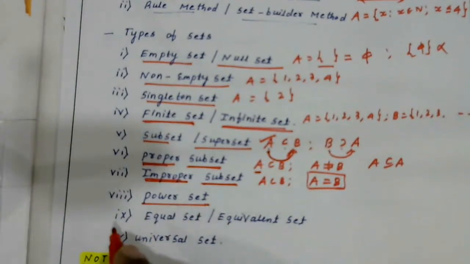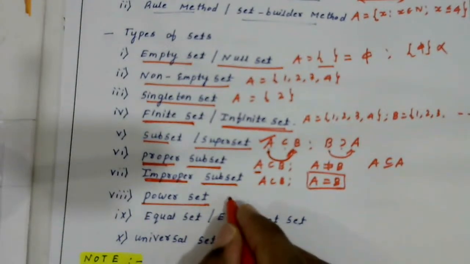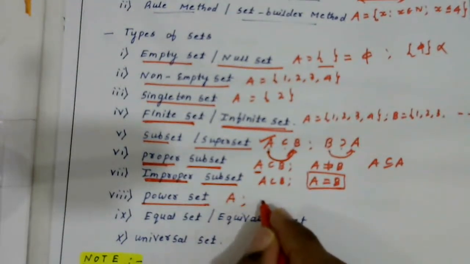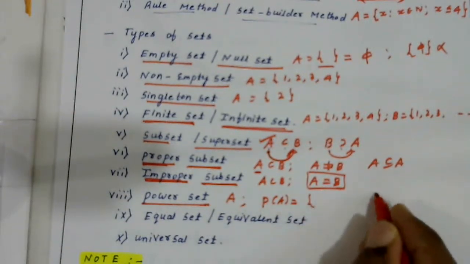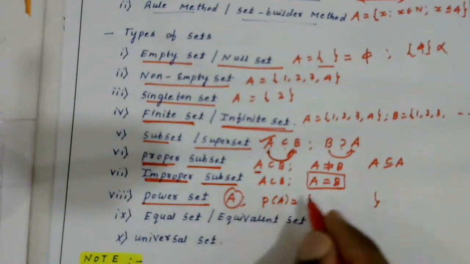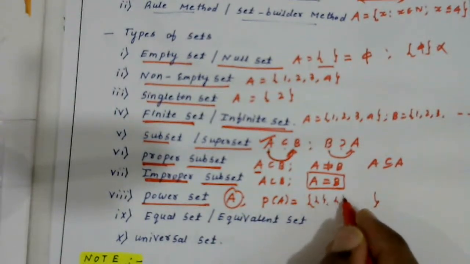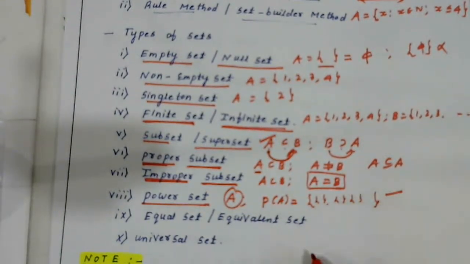And what is a power set? Suppose A is a set. What is the power set of A? It is denoted by P of A, meaning the power set of A. It is a set consisting of all the subsets of the set A. So if I take all the subsets of the set A in one bracket, that is said to be the power set of A. The power set of A is a set consisting of all the possible subsets of a given set A.